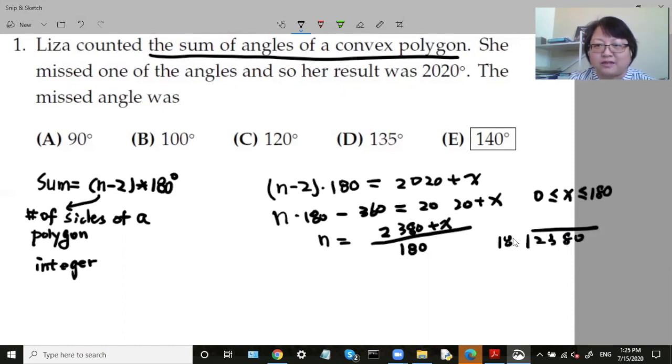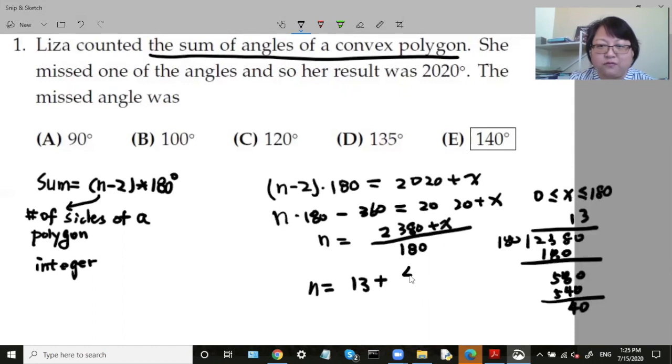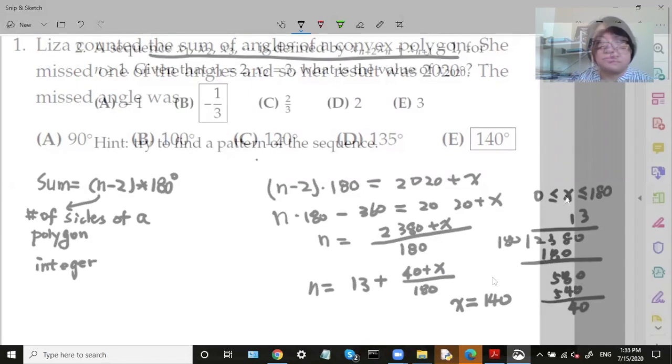180 times 13 is 2,340, so we have a remainder of 40. So n equals 13 plus (40 plus x) over 180. In order for 40 plus x to be divisible by 180, and with x in the range of 0 to 180, x equals 140, which is E.